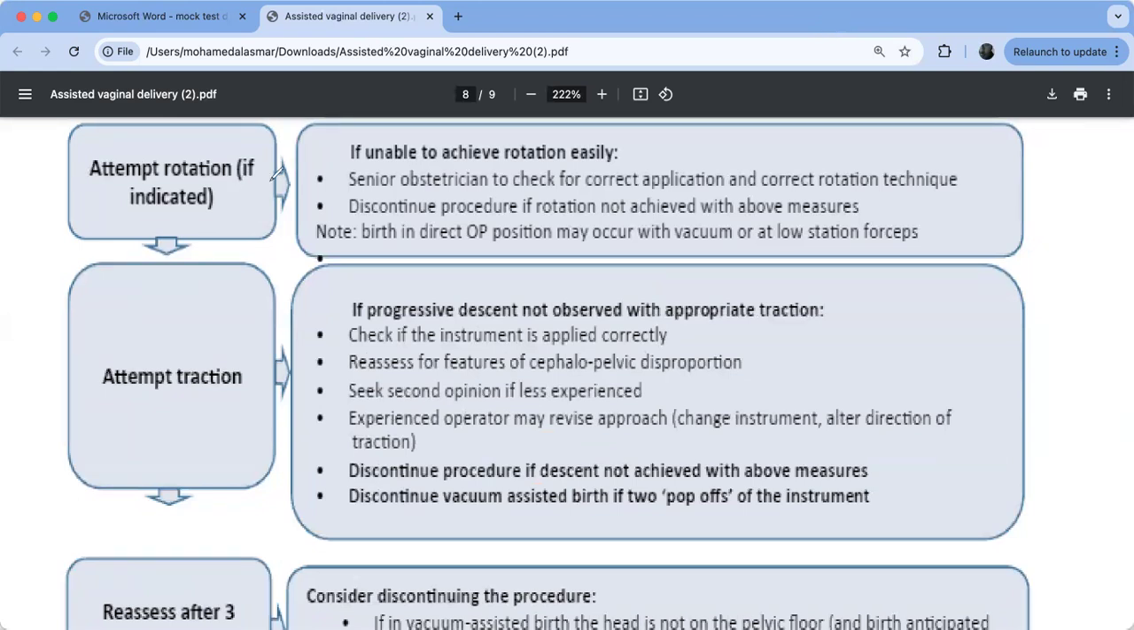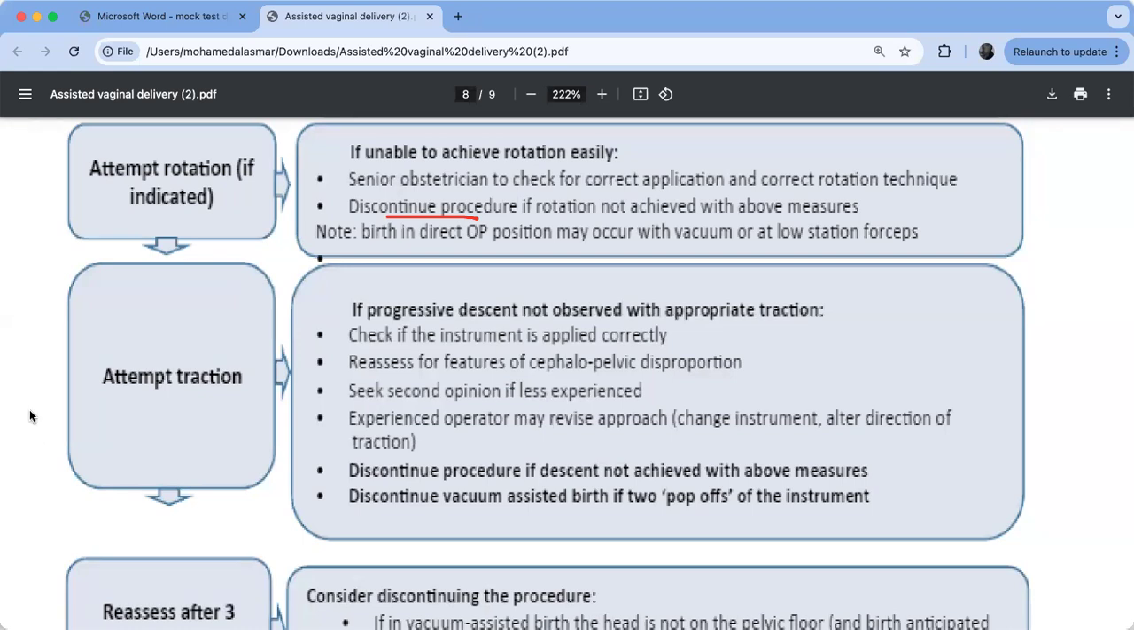A attempt of rotation, if indicated. If you're not able to achieve rotation easily, ask the senior obstetrician to check for correct application and correct rotation. Discontinue the procedure, very important, when to discontinue, if rotation is not achieved with the above measures, right?